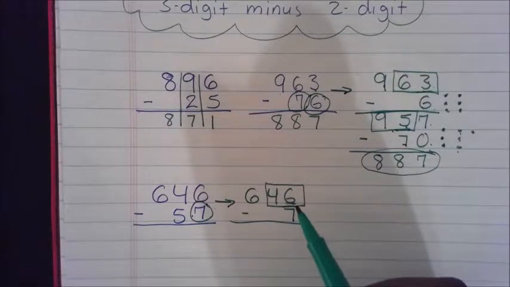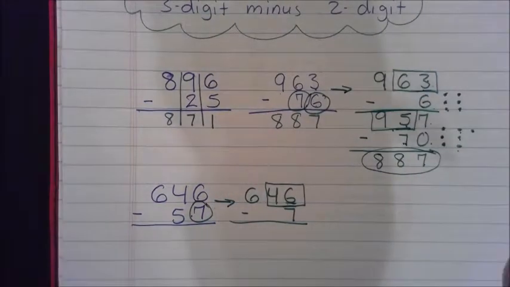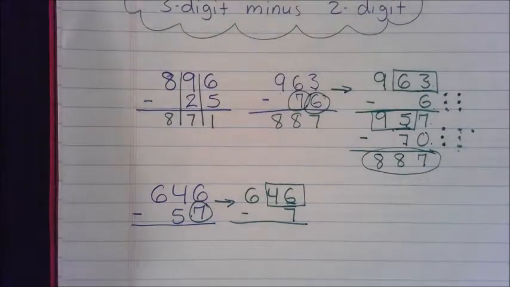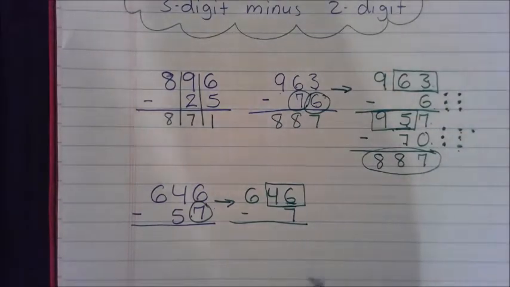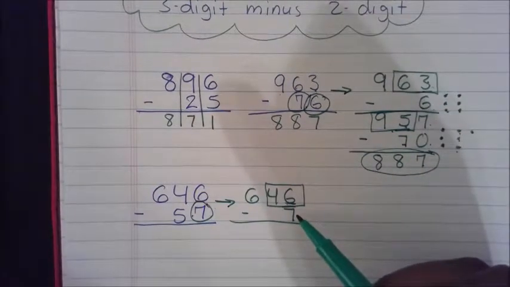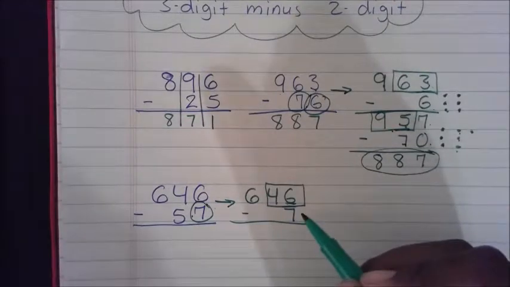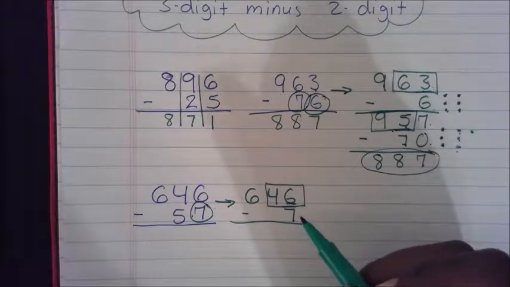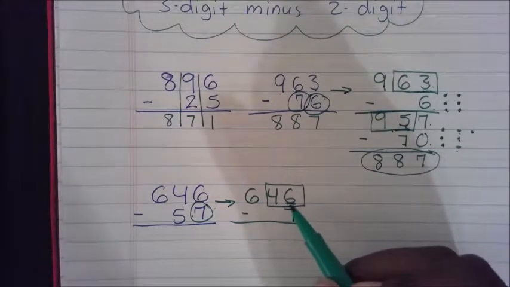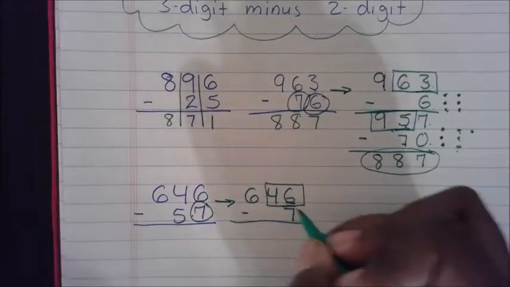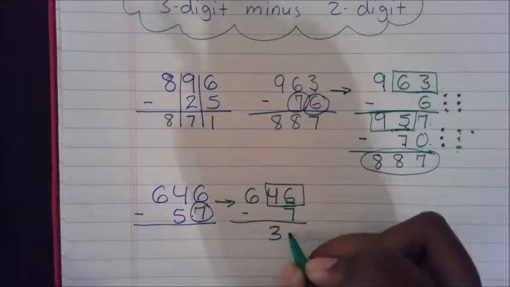And now I can count back 7 either with my dots or my fingers, or maybe you're at the point where you can count back in your head, and that's great. So if we count back, what I do know is that 7 is really close to 6. And if I took away 6, I would be at 40. So if I take away 1 more than 6, because 7's 1 more than 6, it would be 39. Very good. So 46 minus 7 would be 39.